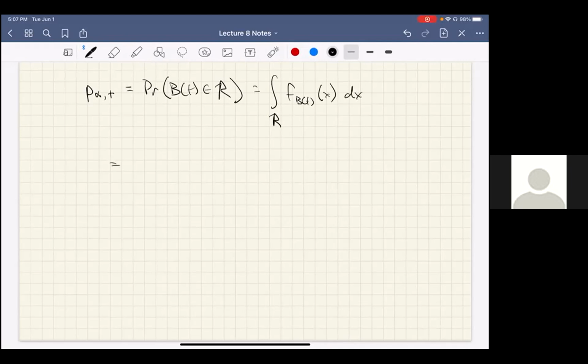Now, what is that? Coming back down here, the region R is the region from D to D prime. And it's a one-dimensional space, so this is a one-dimensional integral as x goes from D to D prime. My probability density function over here is the Gaussian probability density function with variance sigma squared t and mean 0.